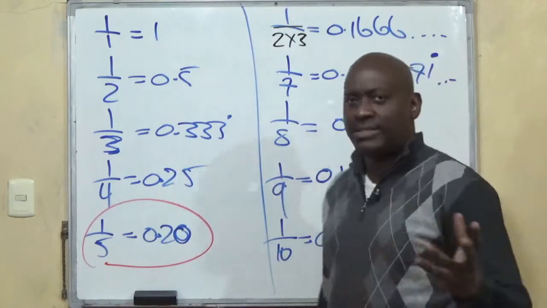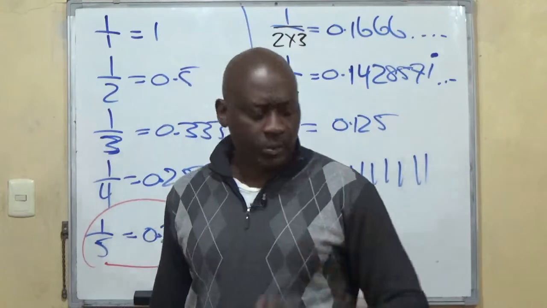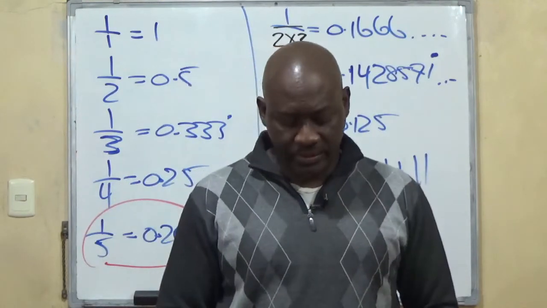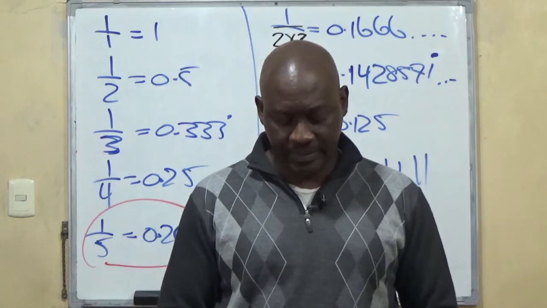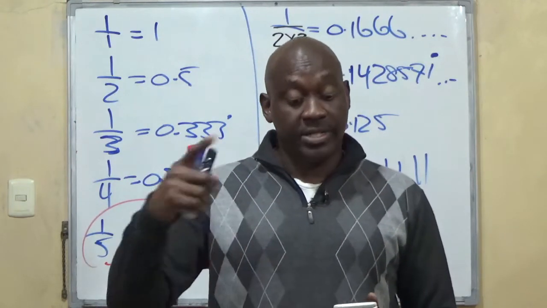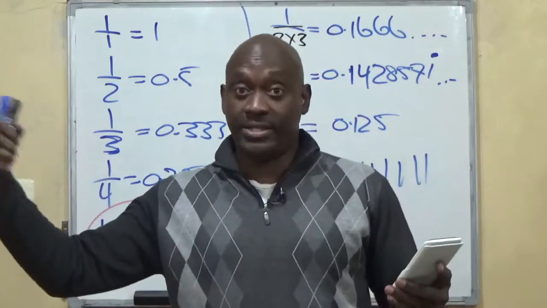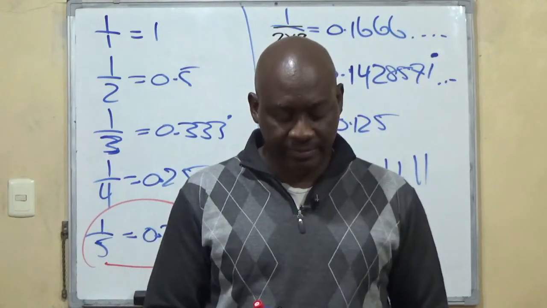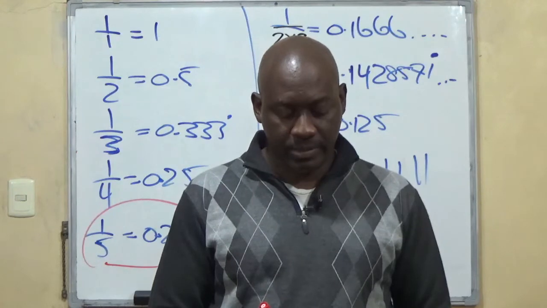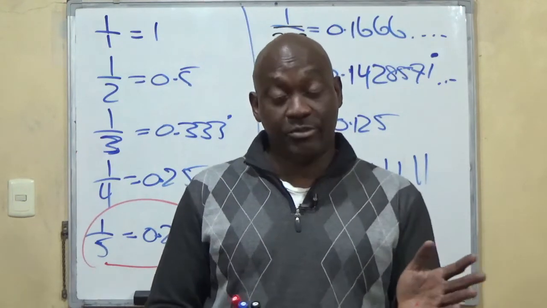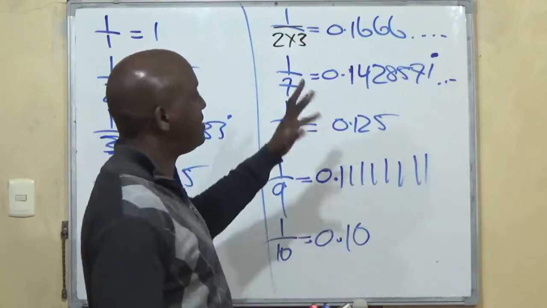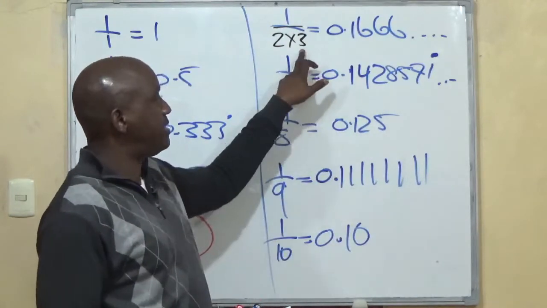Once you move out of 10 now, what do you find? Well, let me divide it and see now. 1 divided by 11 is 0.0909090909090909. 1 divided by 12 is 0.08333333. But remember 12 is 6 by 2, and remember 6 has a 3 in it.